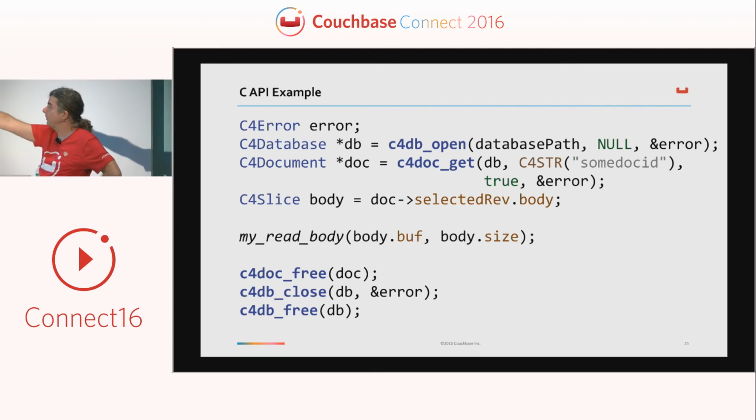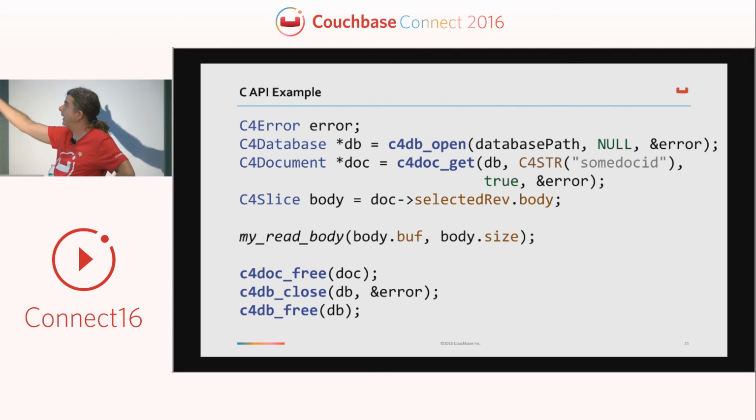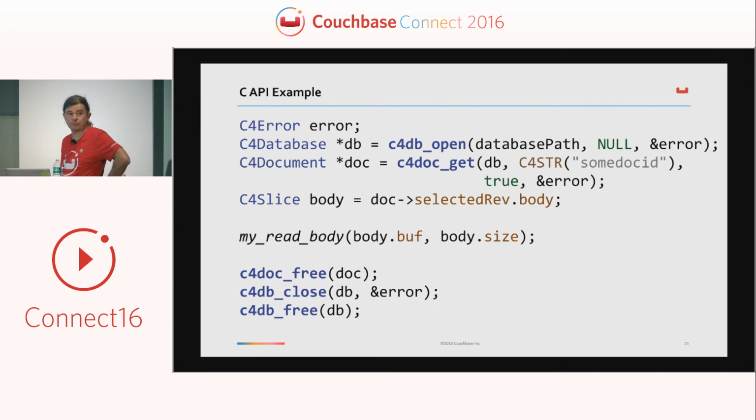So the C4DB open is to open a database. You just give it a path. You get back an error. The C4 error is just a struct that is going to contain a general domain of the error and the error code. Once you've opened that, C4 database is just this opaque reference. It's just a struct that we don't define, so it's just this cookie that you use. Once you've done that, you call C4 doc get to get a document out of that database given its doc ID, and the true parameter means that that document is required to exist, so that you'll get a failure back if it doesn't, instead of getting an untitled document.